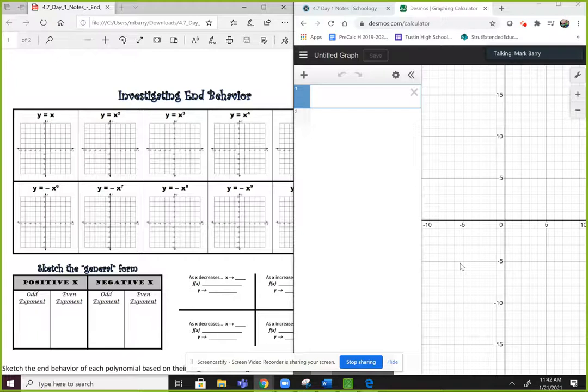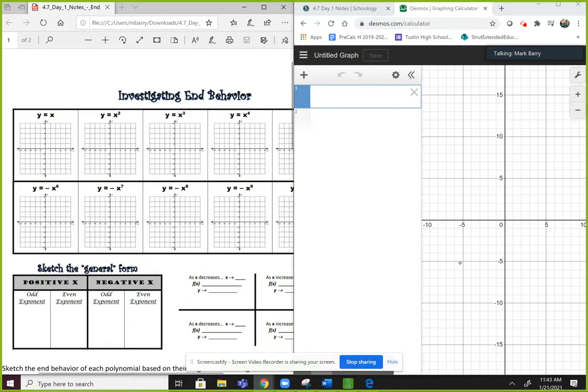All right, so today we're gonna get into this next section, 4.7, which is about graphing. We're gonna be taking some of these polynomials that we've been finding the zeros of, and we're gonna go ahead and graph them. We're gonna start off today by looking at something called end behavior. End behavior is how the graphs behave at the ends.